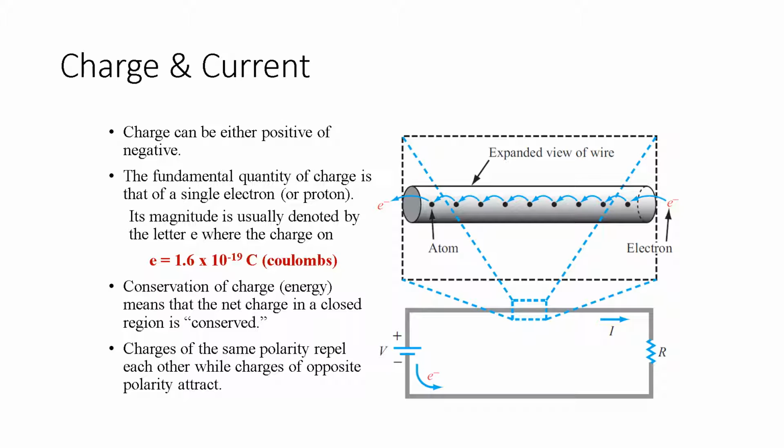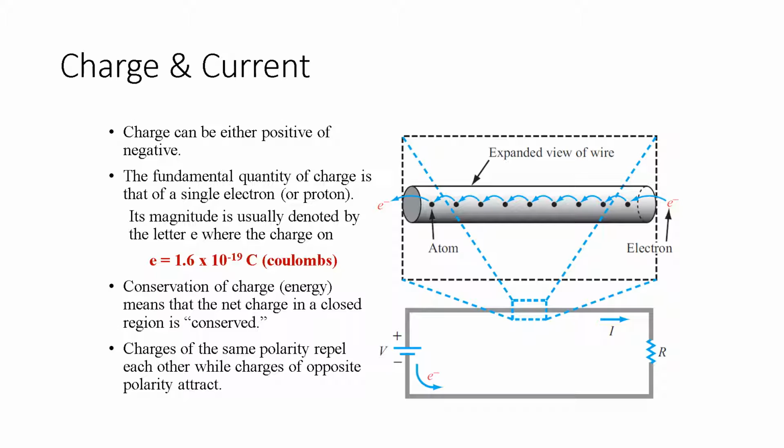A rule that we have is the conservation of charge. Think of positive or negative charge as essentially energy. The conservation of charge means that the net charge in a closed region is conserved. What that means is essentially the charge is not going to go magically to other places. It stays within the system. So in this simple circuit diagram below, the charges are going to move around within the wires. They're never going to leave the wires for now. Charges of the same polarity repel, and charges of the opposite polarity attract, which we just went through.